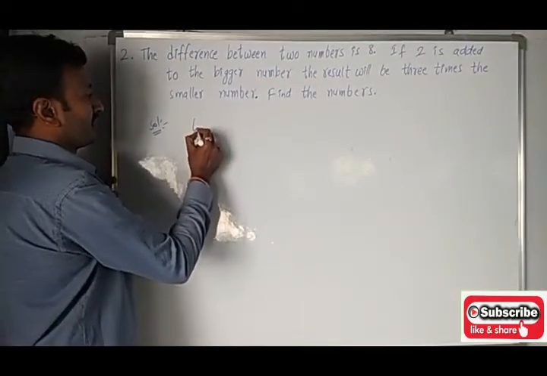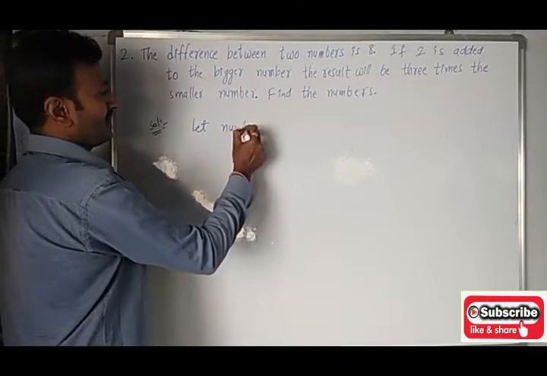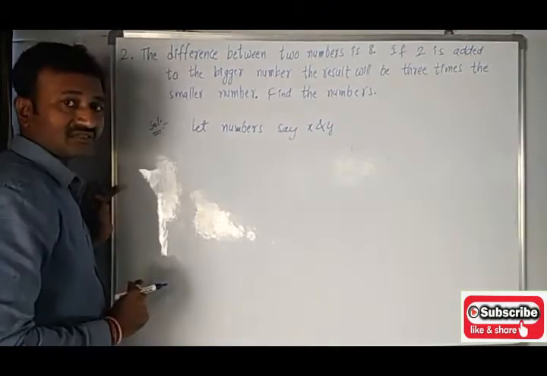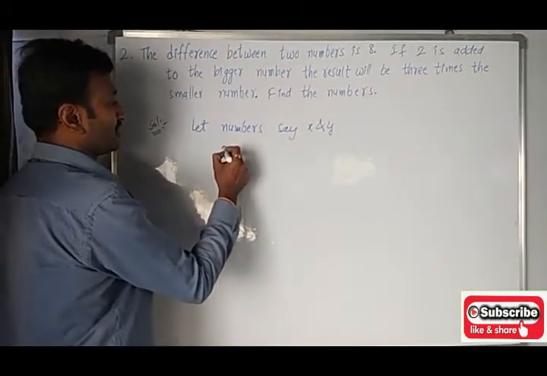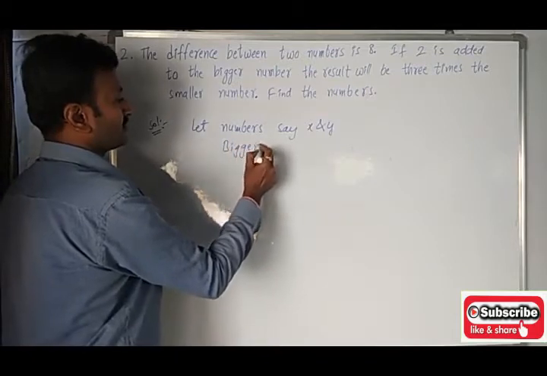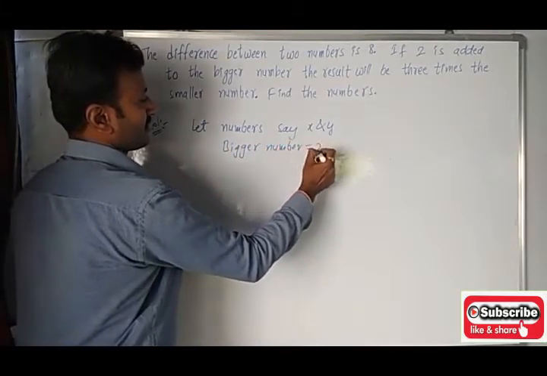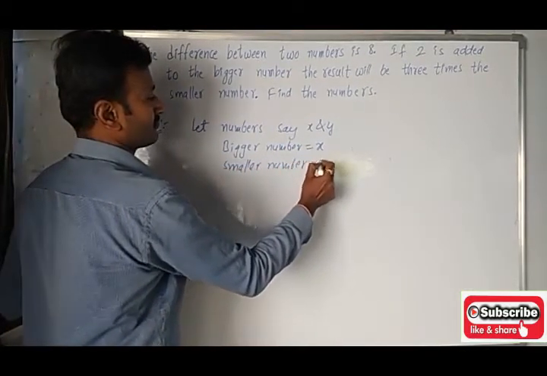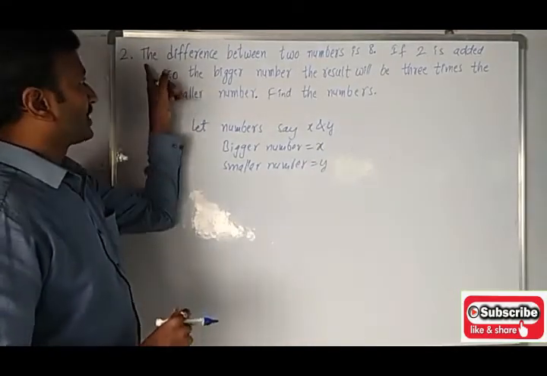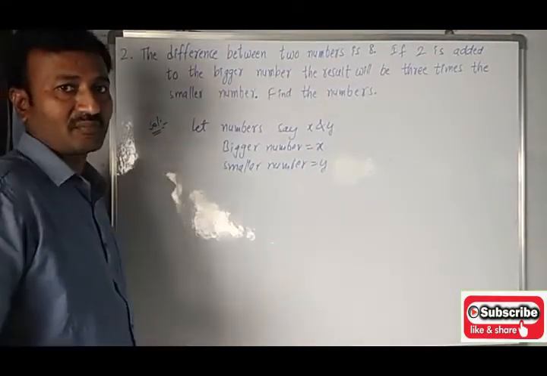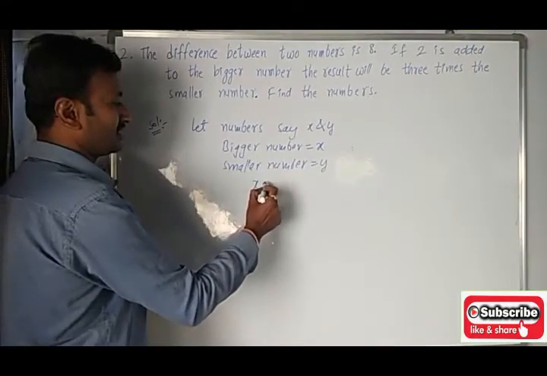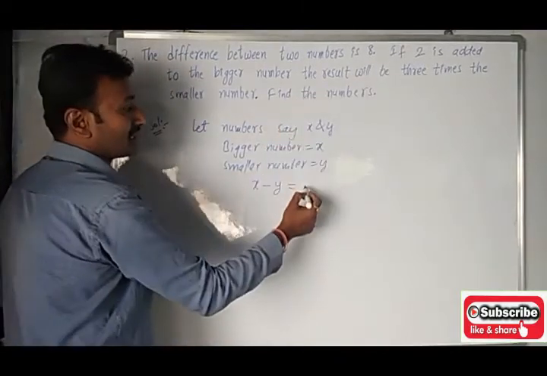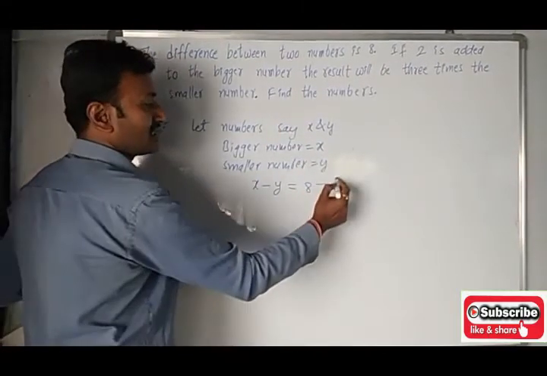First of all, let the numbers be x and y. And in this, what is x? Bigger number. So the bigger number is x and the smaller number is y. Okay. First statement, the difference between the two numbers is 8. So according to the condition, difference means what? Subtraction. So after subtraction, what we got as the result? 8. So this is equation 1.